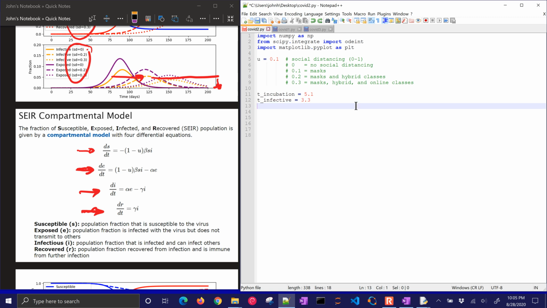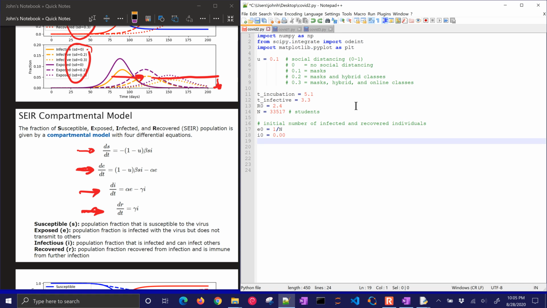Time to incubation of the virus, maybe an average of 5.1 days. Now, this could be different for different individuals, but that might be an average. Infective time might be 3.3. And then R0, you've heard a lot about this parameter. This is, you know, one person is going to spread it to 2.4 others. It's kind of how infective the virus is. Okay, we have about 33,500 students on campus. And we're just going to start with a single individual that's infected.